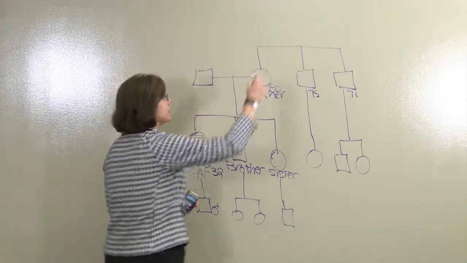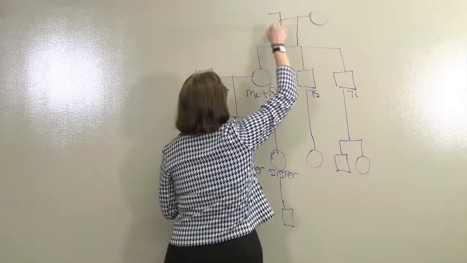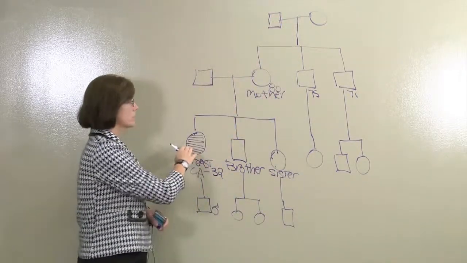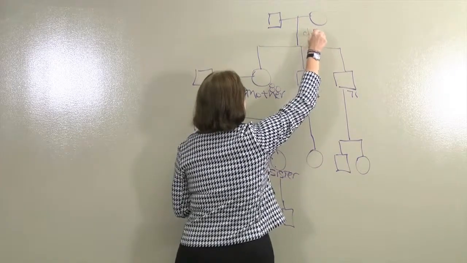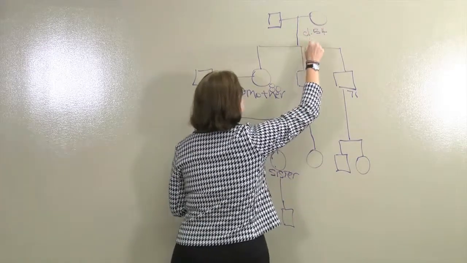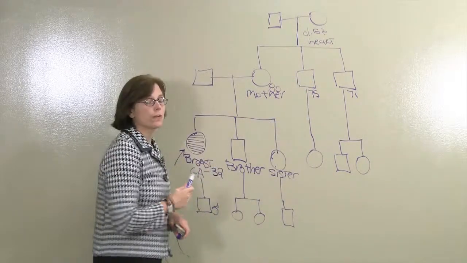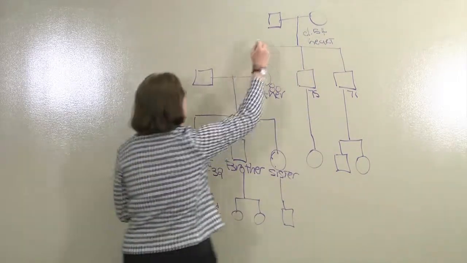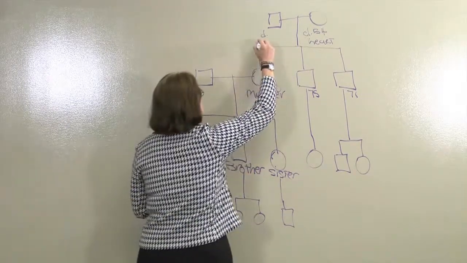You could go up another generation. Maybe her mother, this woman's maternal grandmother, is deceased, and she died at 54 from heart disease. And her maternal grandfather is also passed away, and he died of natural causes.